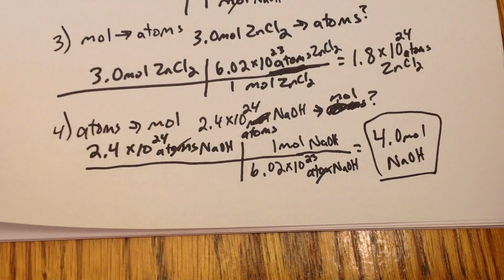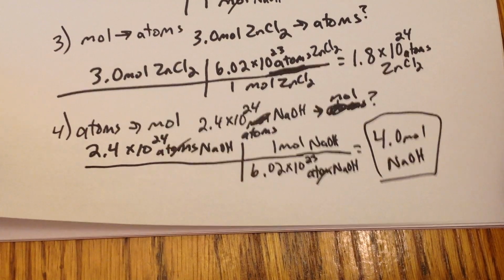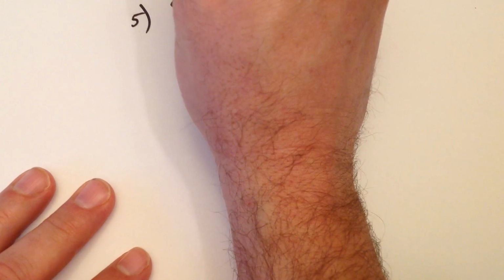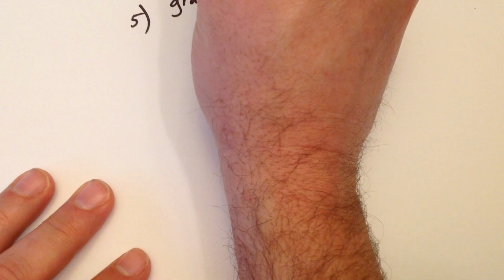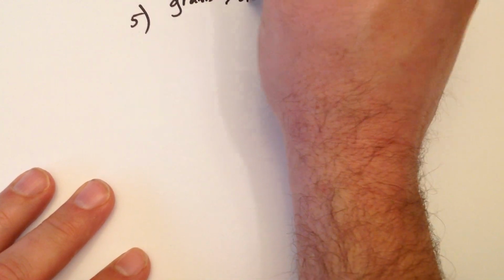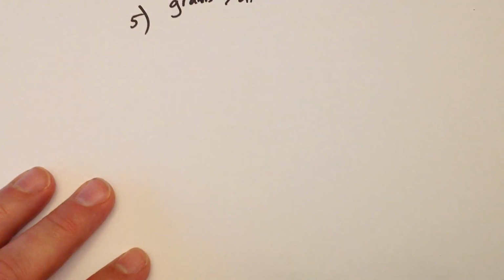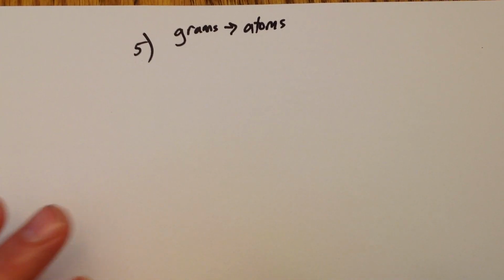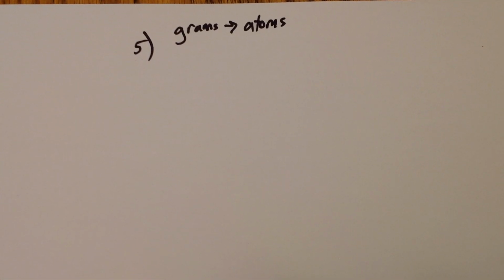Okay, give you a second to write that down. We have 2 types left, and you'll have all 6 types. Okay, let's start here with number 5. We're going from grams to atoms. Grams to atoms. Now, everything else has been a 2-step process. This next one is what I would call a 3-step process.